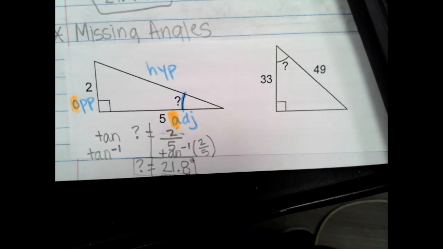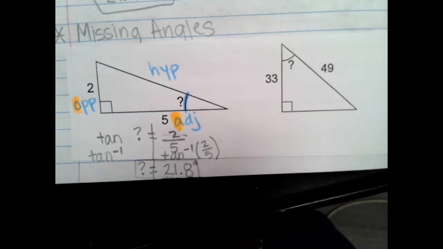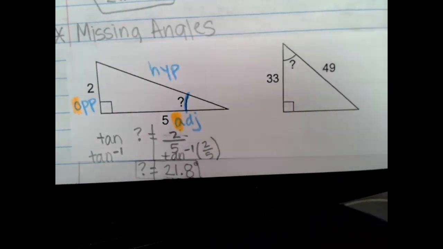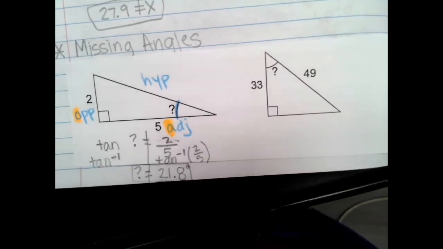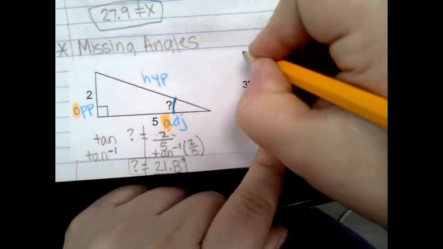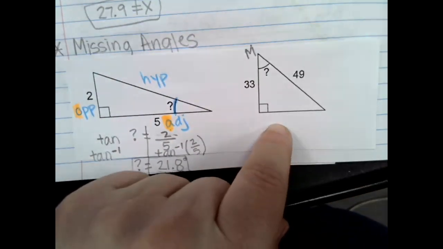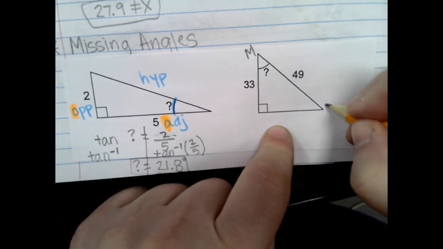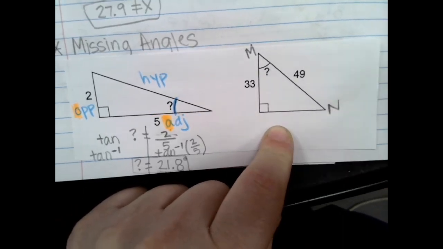All right. Sometimes when you get triangles, they're going to be labeled with their vertices. So let's label this one. Let's label this M, N.